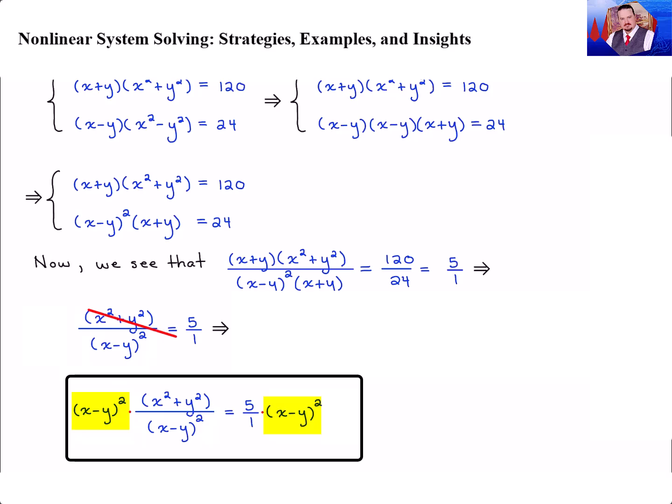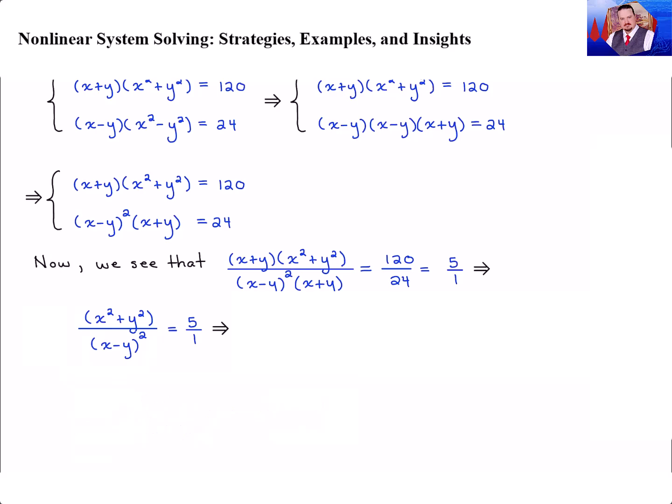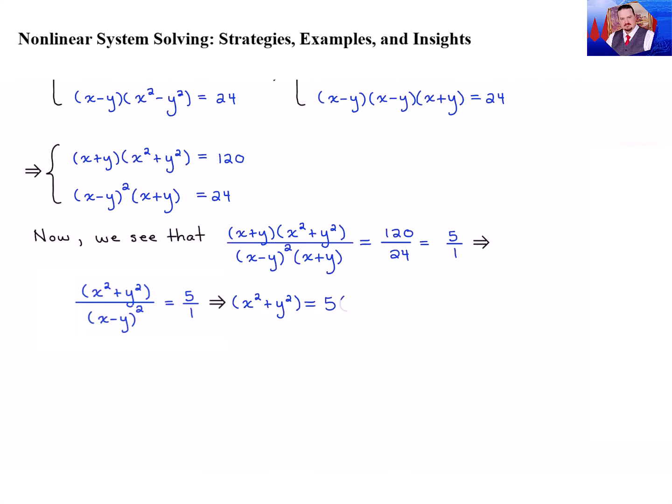Some students call that cross multiply. I'm not a fan of that terminology, but if you've heard that terminology before, you're starting to think of that term in terms of what we're doing. What that will do is remove the fraction from the problem, and then we will get an equation that doesn't have any variables in the denominators. All right, once we do that, we get the resulting equation: x squared plus y squared is 5 times quantity x minus y squared.